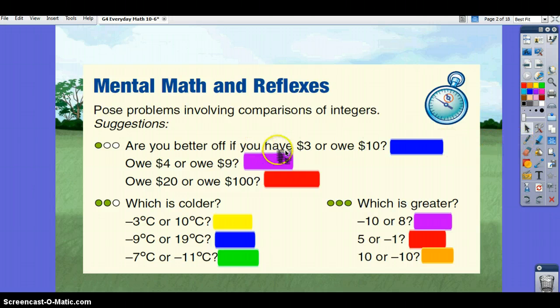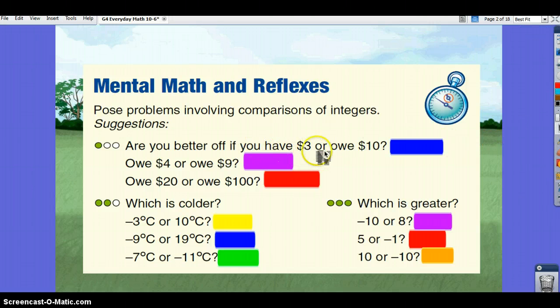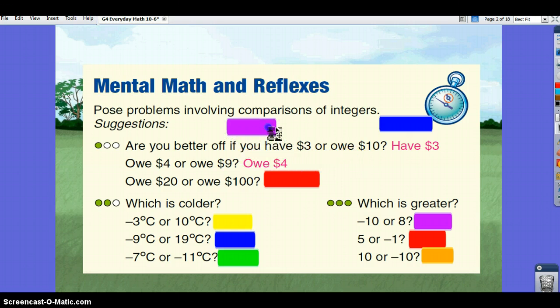So, are you better off if you have $3 or you owe $10? You're right, to have $3. Is it better to owe $4 or to owe $9? Good, to owe only four. To owe someone $20 or to owe them $100? Very good, to owe them only 20.